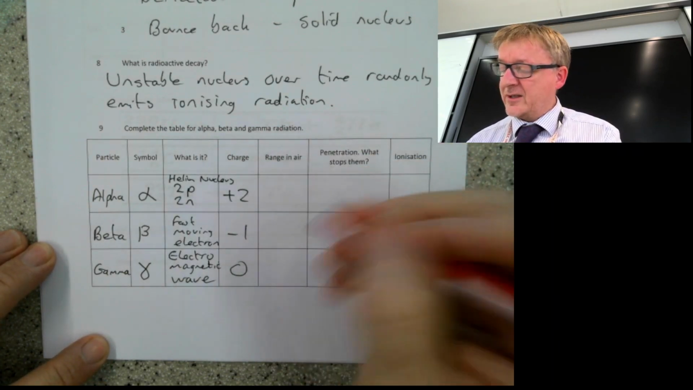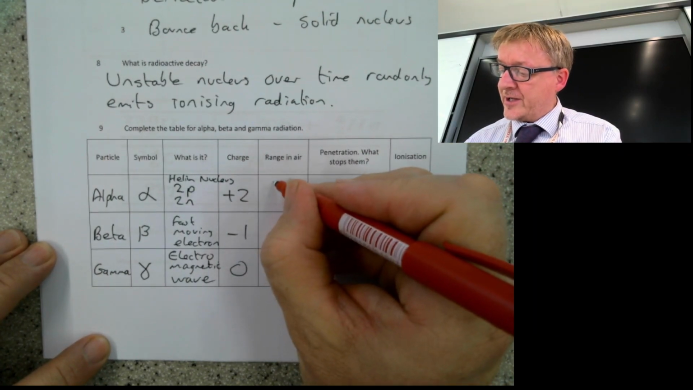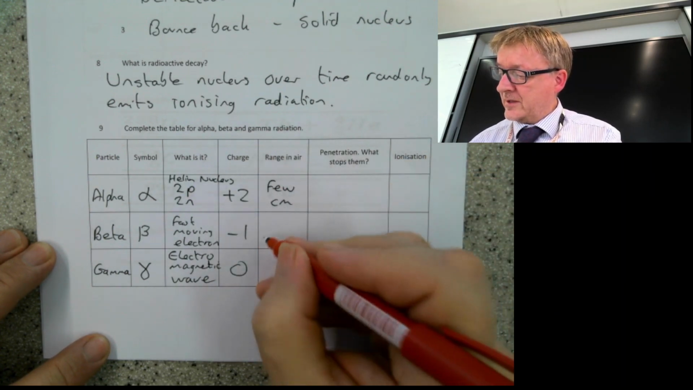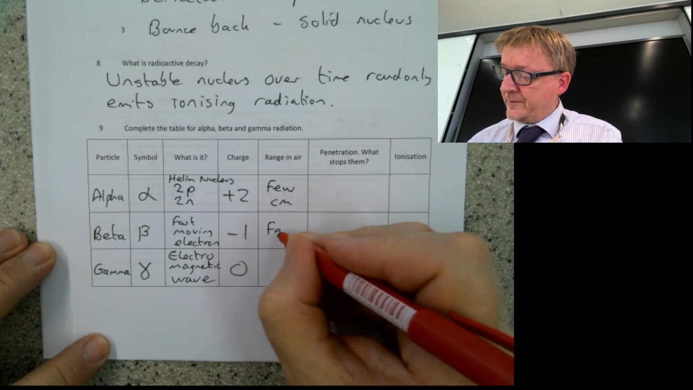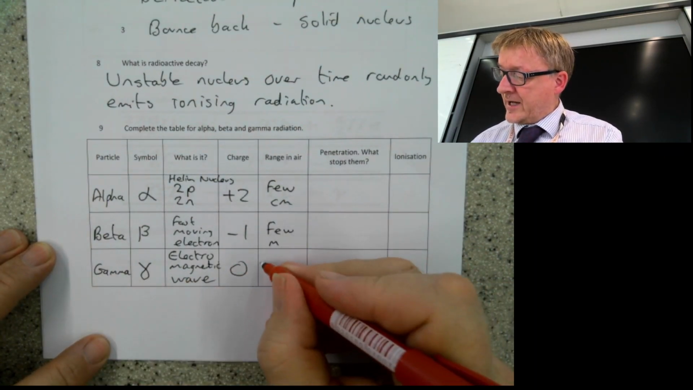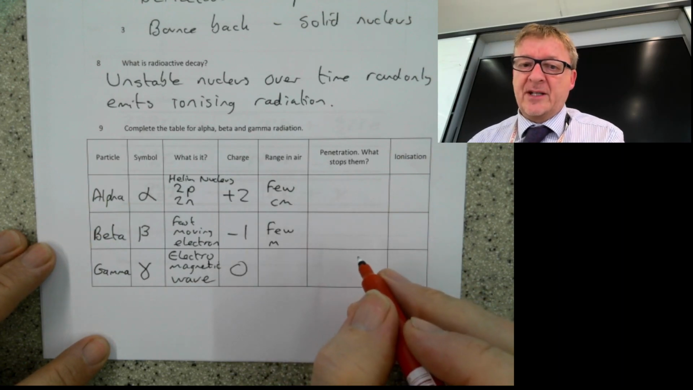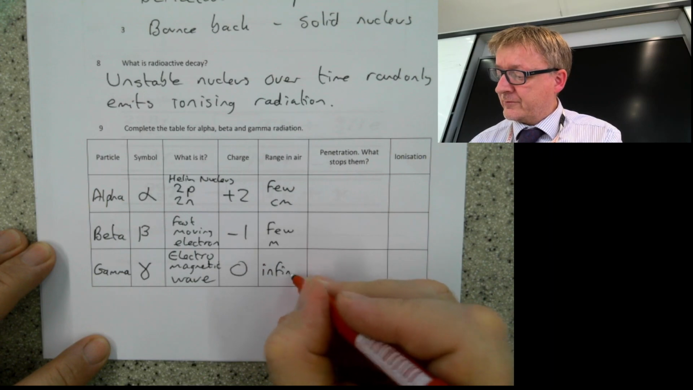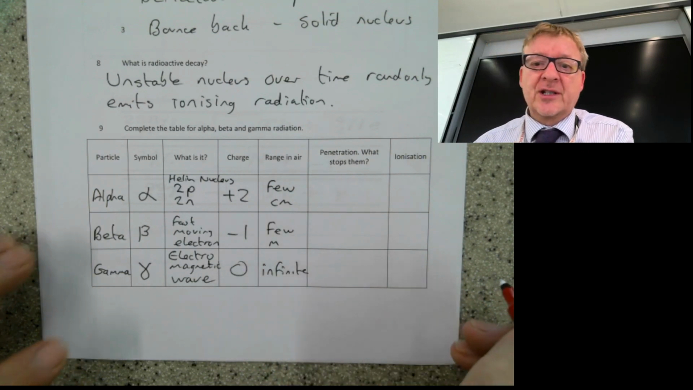Range in air, right? It just kind of follows a pattern now. So the range in air for alpha is a few centimetres. Beta, range in air, a few metres. And then range in air for gamma, right, you could write down many, many thousands of kilometres, or you could even write infinite, right, it could just keep going.